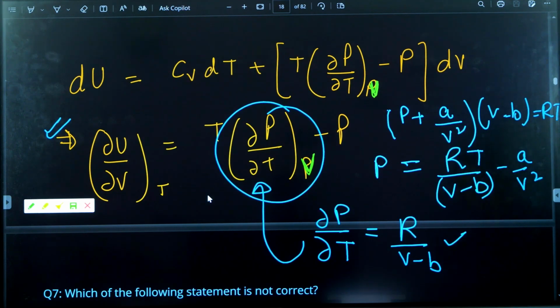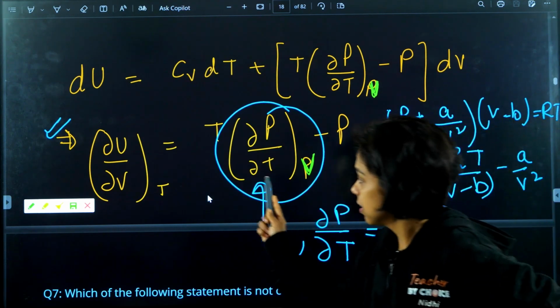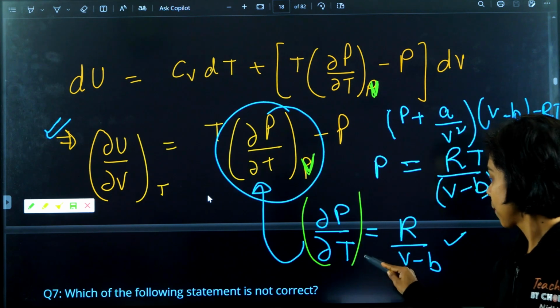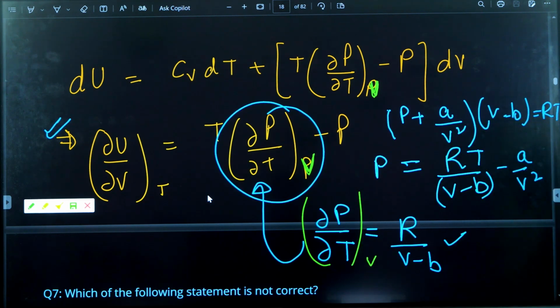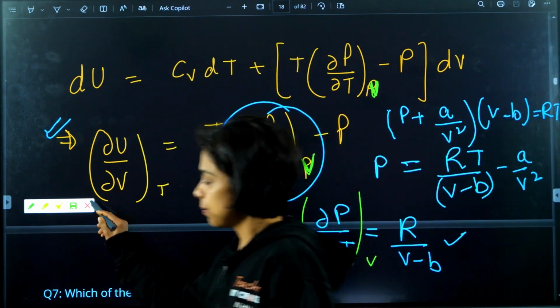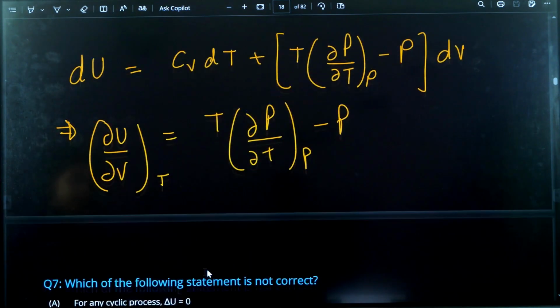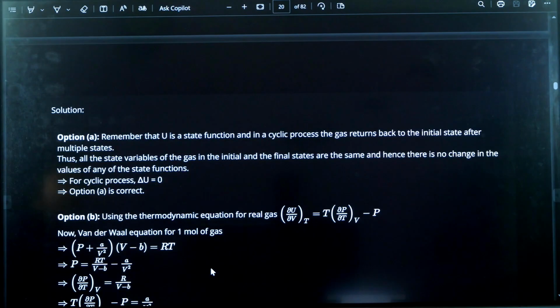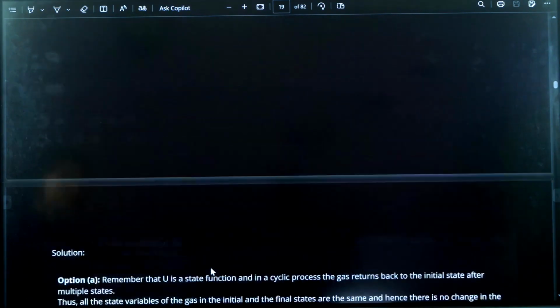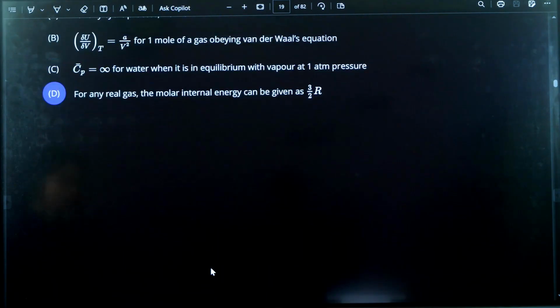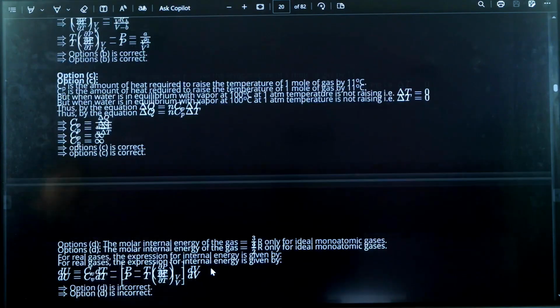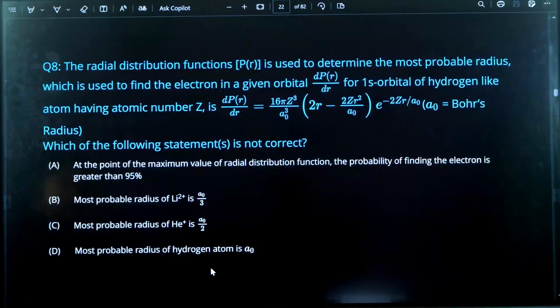So this is the final answer. So dP by dT, we get our answer as such. Done? So the B statement also can be verified as a correct statement. Got it, guys? So you can check. All the options are correct except D. We already got that, right? So the answer is D.